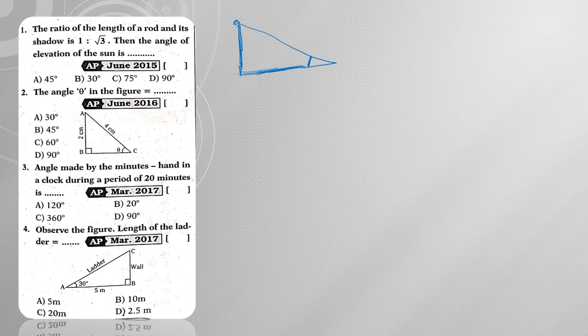What he has given is the ratio of length of the rod to the shadow. For suppose he has given 1:3, that means you can consider it as k, and this is √3 times k. For suppose if this angle is theta, then we know the opposite side and the adjacent side, so we can apply tan theta. So tan theta is equal to k by √3 k, which is nothing but 1 by √3. In tan, 1 by √3 comes when the angle is 30 degrees. So clearly theta is equal to 30 degrees is my answer. Hence the elevation of the sun is 30 degrees.